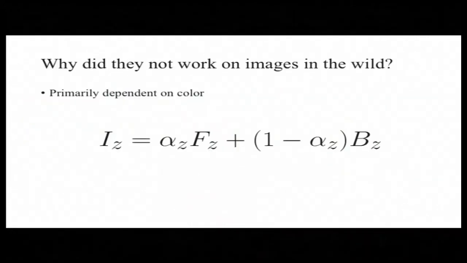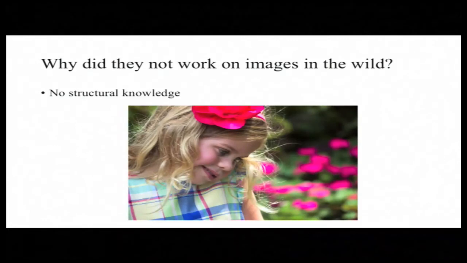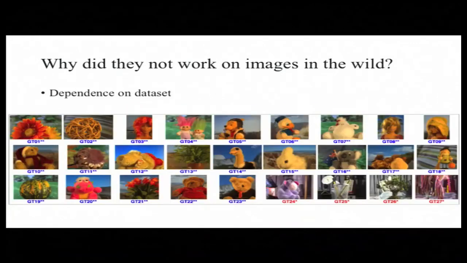So why do previous methods not work on images in the wild? First, we think the previous methods primarily depend on color features. However, the foreground and background colors in images in the wild are very complex, and using only color features often leads to wrong solutions. Second, all previous methods do not explore using structural information. For example, in the image, the hair of the girl possesses very strong patterns, which are obviously very important cues for the image matting problem. And last but not least, they all depend on the alpha matting dataset.